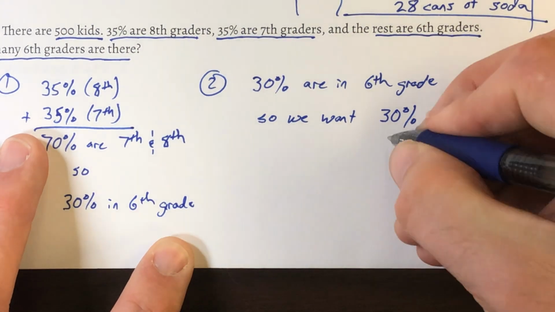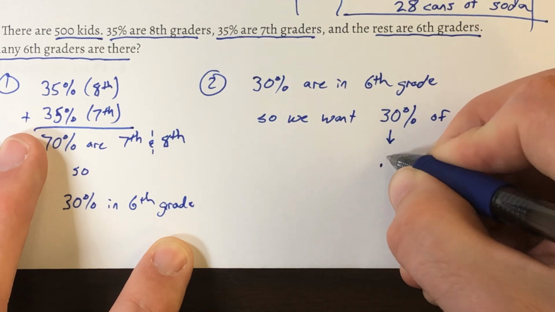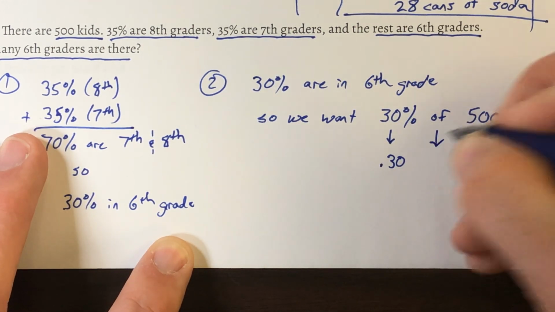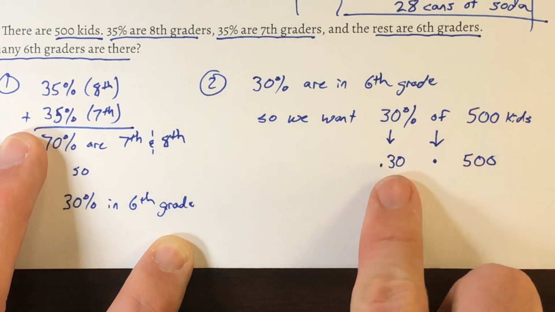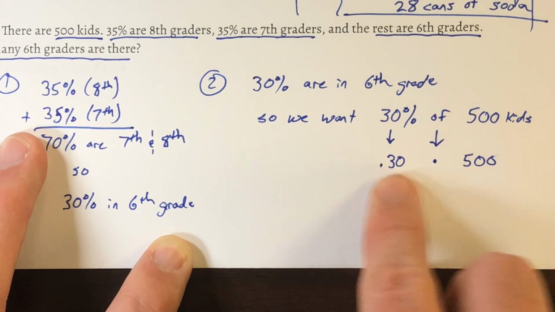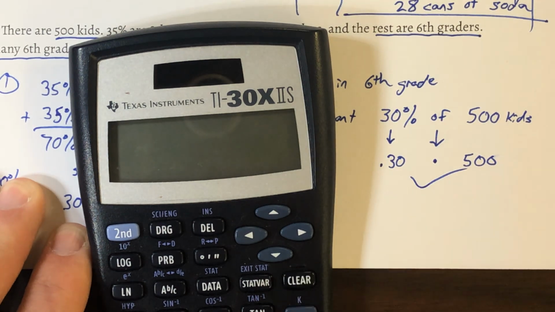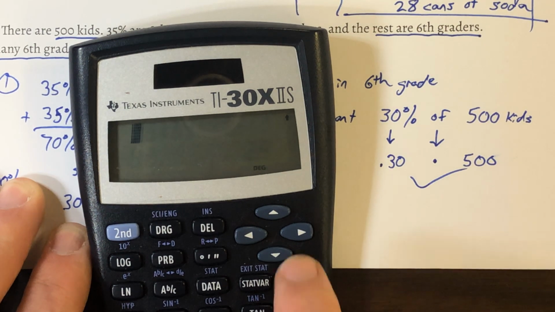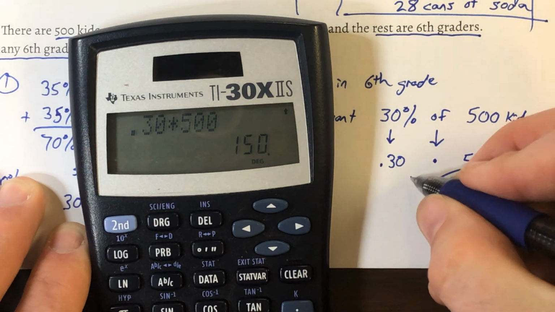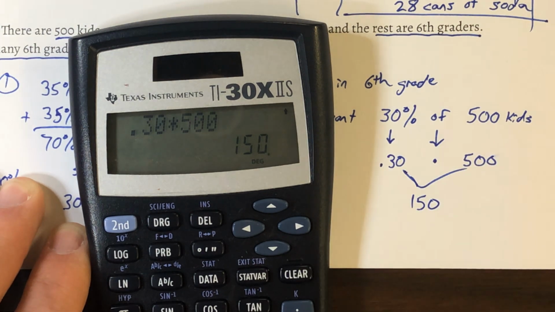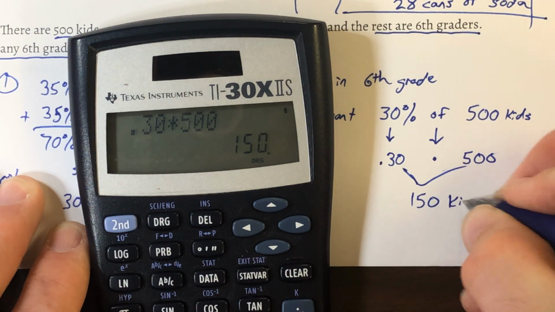So let's convert that. First step, change 30% to a decimal. So that's going to end up being 0.30 or 30 hundredths. Second step is multiply by the base, which is 500. So 30% of 500 means you're going to find 30 hundredths times 500. What is that going to equal? We get 150. 150 what? This was 30% of 500 kids, so this is 150 kids.